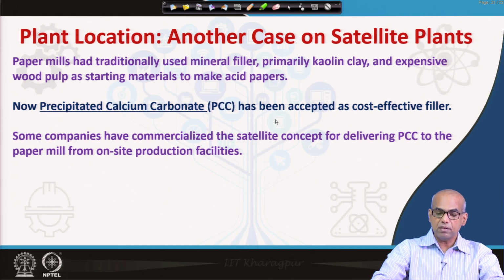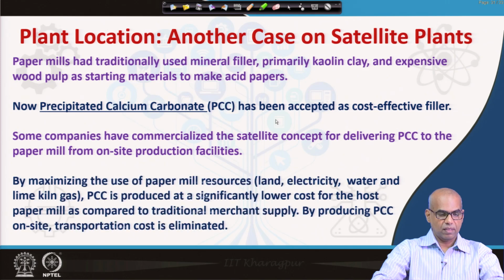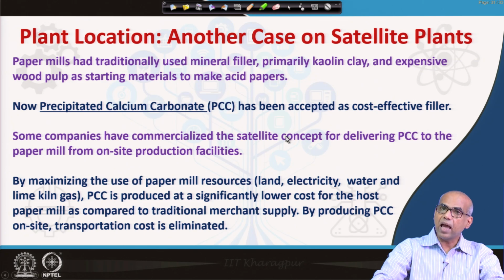So, some companies will set up the PCC production facility at the site of the paper mill, and this company will use the resources from the host paper mill. Resources such as land, electricity, water and lime kiln gas will be used by the PCC producing company from the host paper mill.